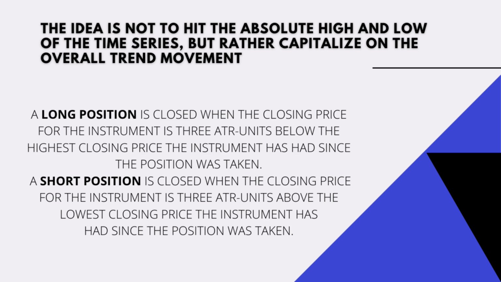the recent price. A short position is closed when the closing price for the instrument is 3 ATR units above the lowest closing price the instrument has had since the position was taken. So for example, if you are trading gold and you look at the ATR and it shows that for the last 14 days the average true range was around $15, that means that 3 times ATR is $45, and that's how much above the recent price you will be trailing your stop.